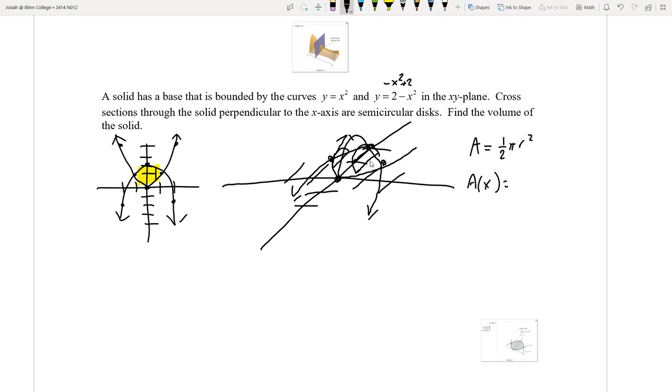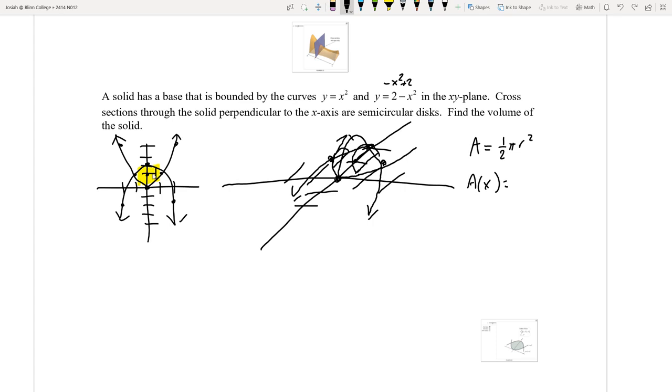Well, at this particular point right in the middle, if we get the diameter first, the diameter is just going to be half of that height, right? So it's going to be half of, well, this upper function's going to be represented by 2 minus x squared. But we need it in general. Anywhere that we slide the x along any of those spots needs to be represented in our area function.